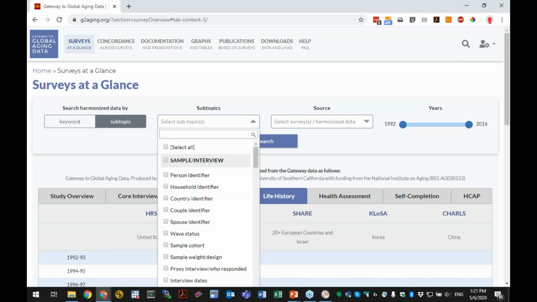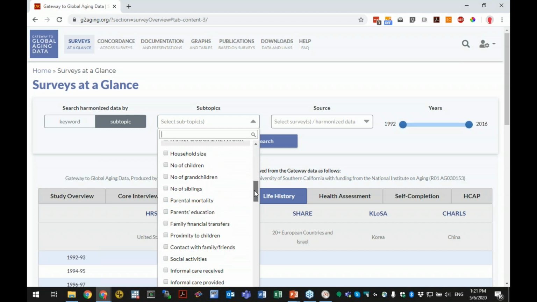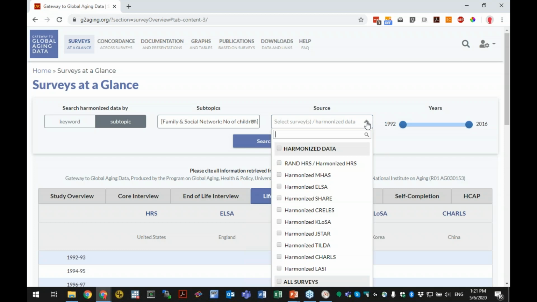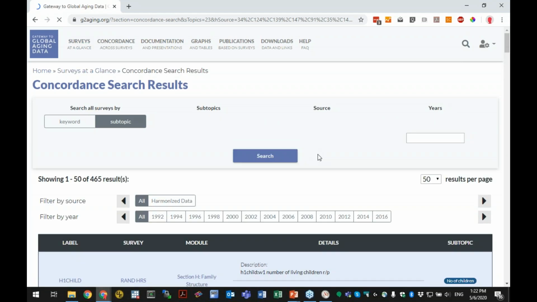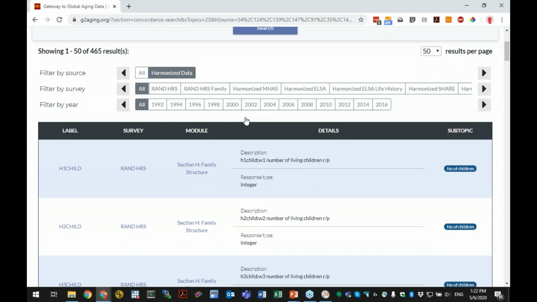So for a subtopic search, you can see a lot of different subtopics, and we could just pick one. Let's pick number of children, for instance. The subtopic search is only going to search over harmonized data sets. So it's not going to search through the study questionnaires themselves. We haven't mapped all of those. And we could just say, yeah, all harmonized data.